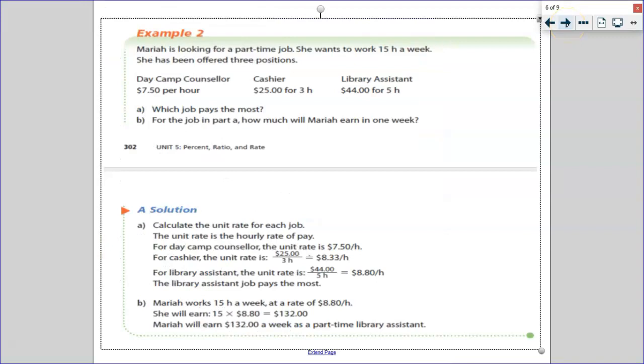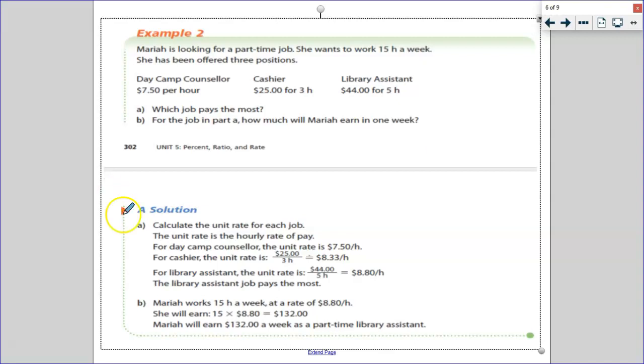Mariah is looking for a part-time job. She wants to work 15 hours a week. She has been offered 3 positions. One's a day camp counselor at $7.50 an hour. One's a cashier for 3 hours, $25. And one's a library assistant for $44 for 5 hours. Which job pays the most? And for the job in part A, how much will Mariah work in 1 week?